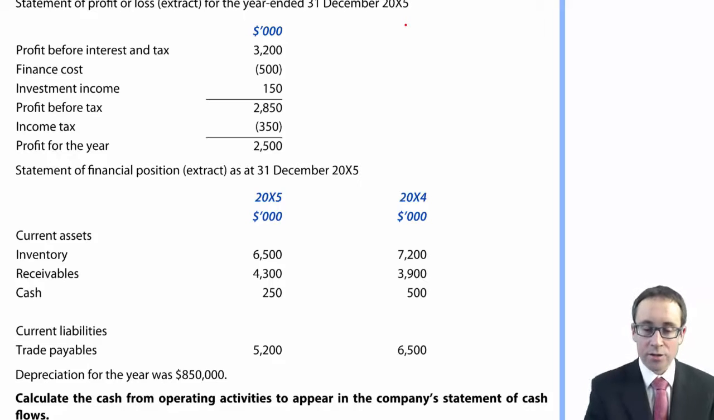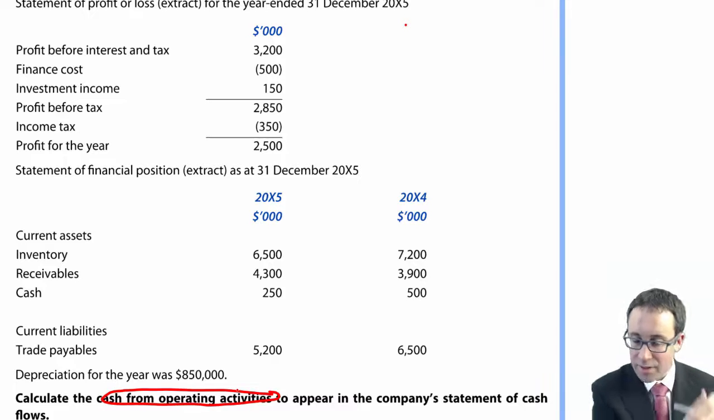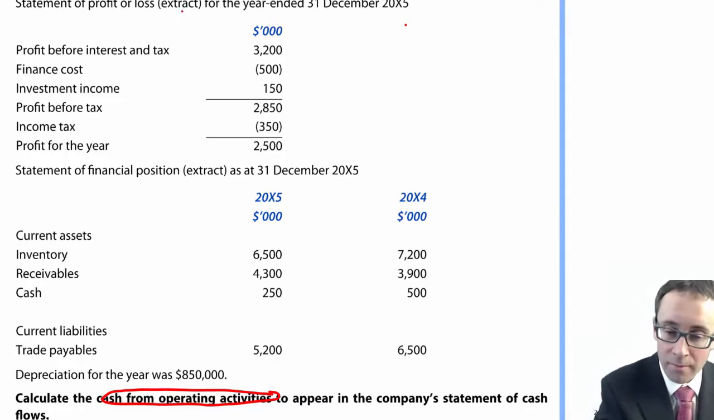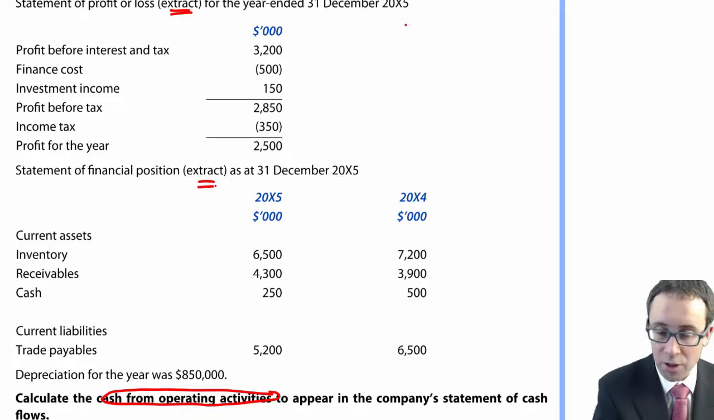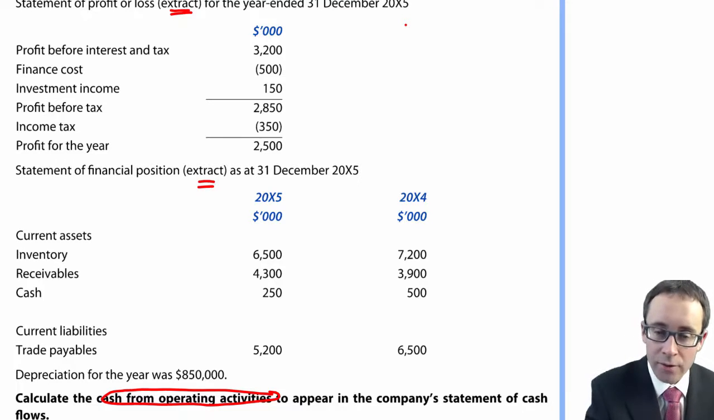Okay. So the question at the bottom there says, calculate the cash from your operating activity to appear in the company statement of cash flow. It doesn't specifically say to use the indirect method, but we have an extract from the financial statement. So we will use the financial statement, which means using the indirect method, doesn't it? Okay. So again, you can write out the pro forma if you so wish.